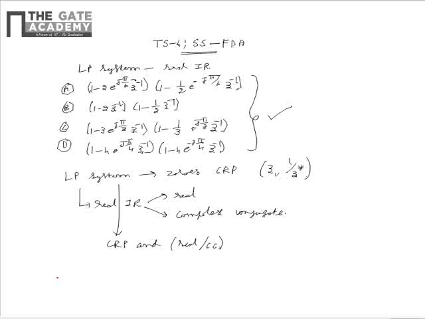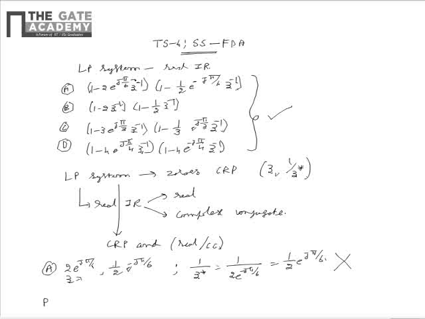The option which satisfies these conditions is the one that we want. If we pick option A, the zeros are located at 2e^(jπ/6) and ½e^(-jπ/6). Let us assume that z is equal to 2e^(jπ/6), then 1/z* can be written as 1/(2e^(-jπ/6)), which upon simplification becomes ½e^(jπ/6). Here we see that zeros are not conjugate reciprocal pairs, so option A is not correct.